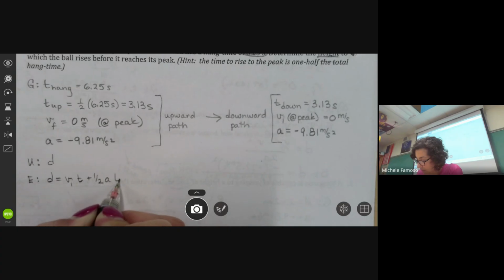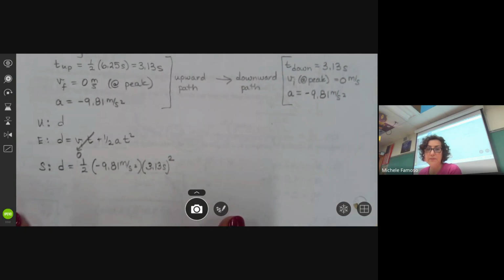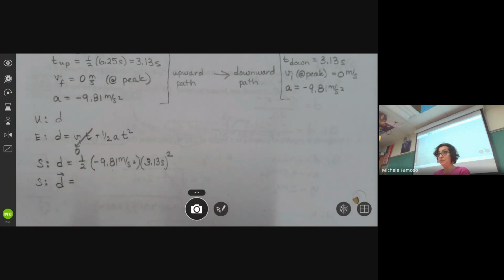That's right. I want to solve it for D, but remember the VI is 0, so this is going to drop out, so I can ignore that part. So I'm just going to do half of negative 9.81 meters per second squared times 3.13 seconds squared. Now, when I solve it, because acceleration is a vector with a direction, I'm going to actually end up with the displacement coming down. So let's go ahead and figure out what the displacement downwards is, and then we'll get the height.